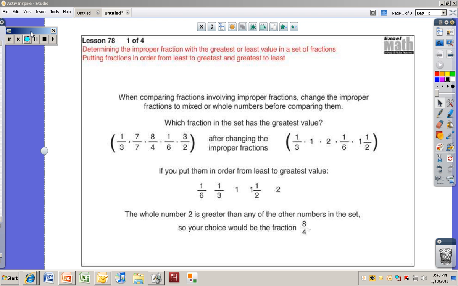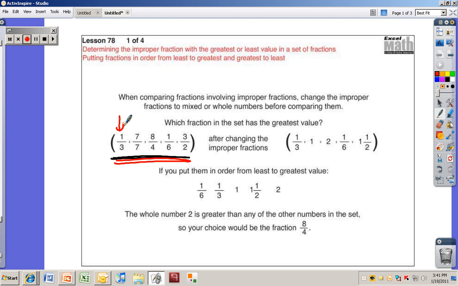Which fraction in the set has the greatest value? So the problems that we're looking at to determine that, these fractions right here. You look at each fraction and you have to decide, is this first fraction an improper fraction? Does it have the number on the top, the numerator, as being the same size or larger than the denominator? In this case, 1/3 is just 1/3. It's not an improper fraction.